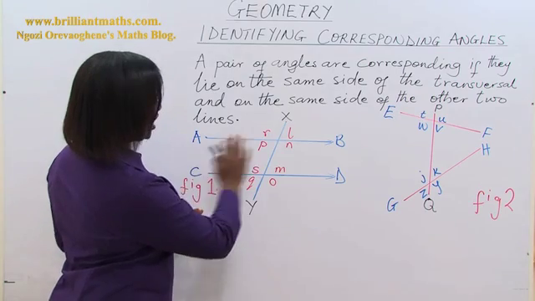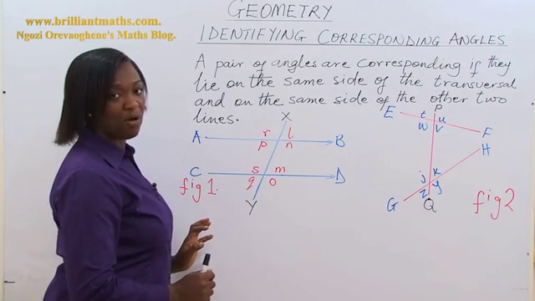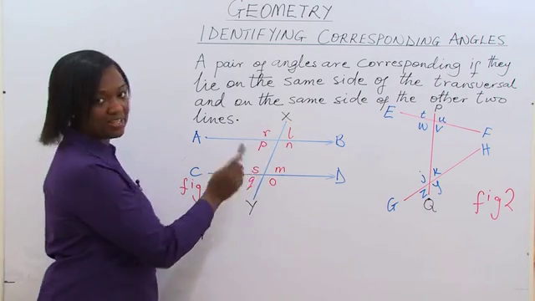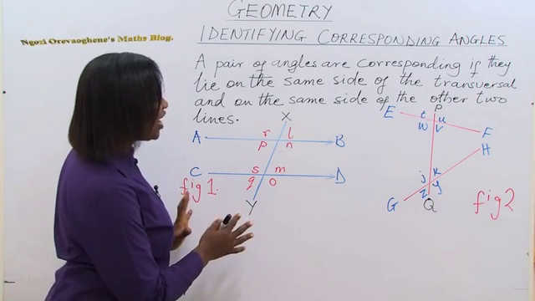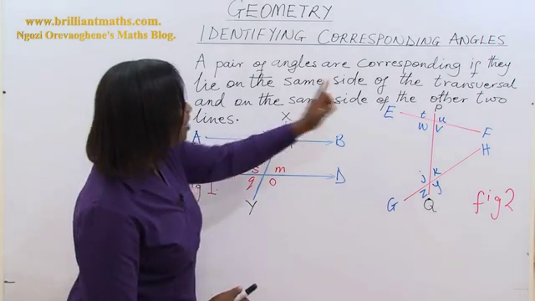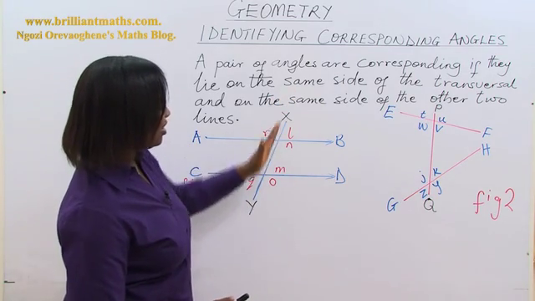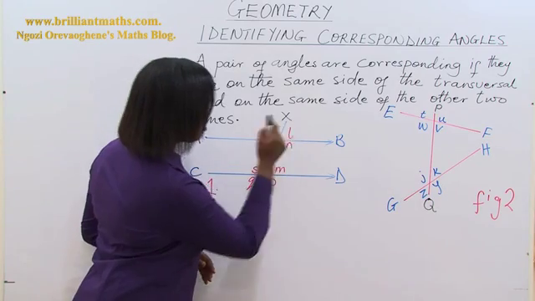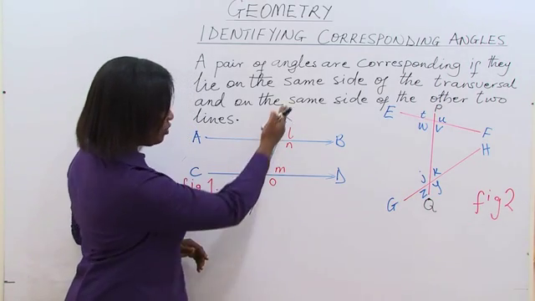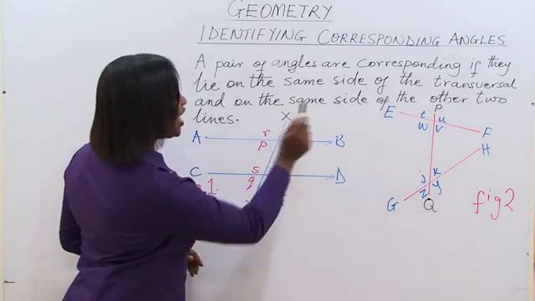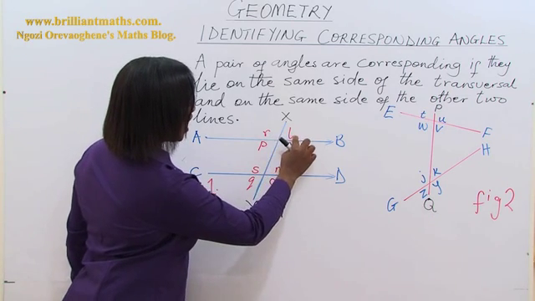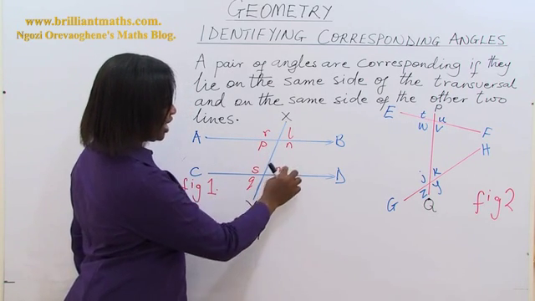When XY transverses AB and CD, several angles are formed. We have angle L, angle M, N, O, P, Q, R, and S. We want to identify the corresponding angles among these ones. So we're saying that a pair of angles are corresponding if they lie on the same side. So we can say that L corresponds to M. They lie on the same side of the transversal, which is XY, and on the same side of line AB and line CD.